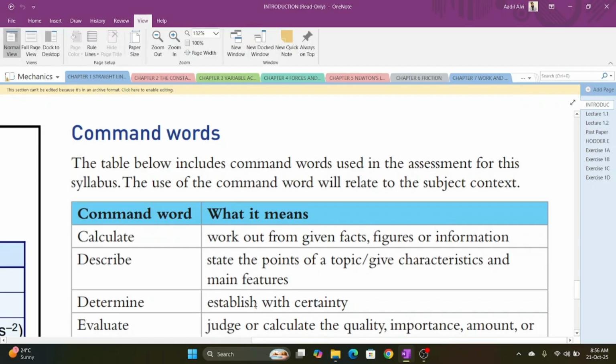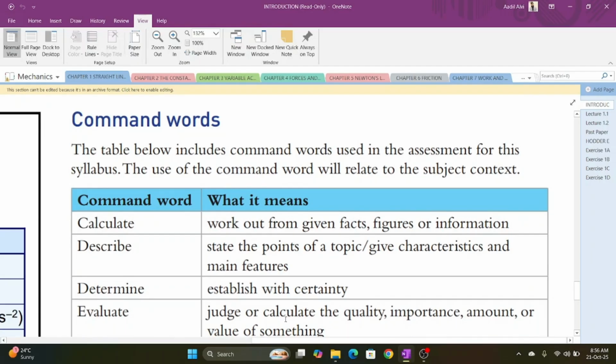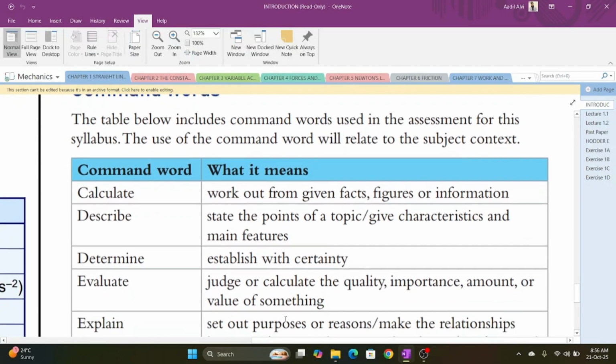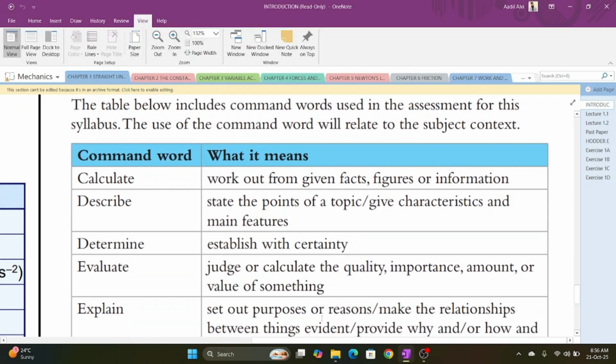Evaluate is similar to calculation. Judge or calculate the quality, importance, amount, or value of something. Explain means set out purposes or reasons, and make the relationships between things evident.